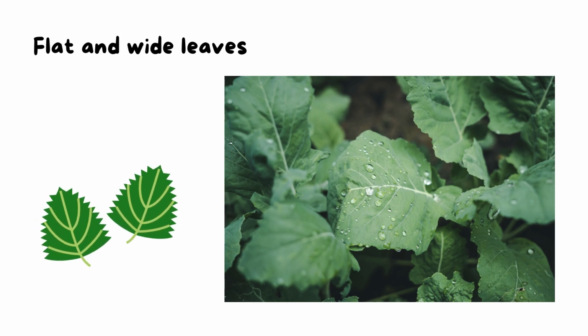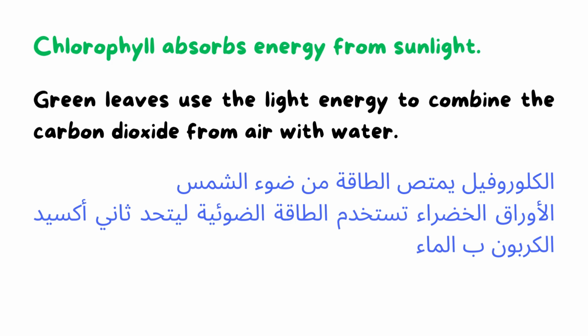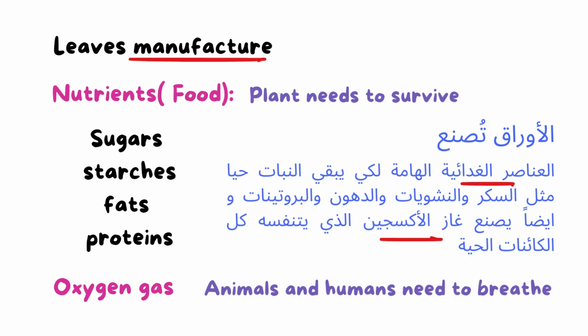Okay? Now, who can tell me what happens in the photosynthesis process? Yes, the chlorophyll absorbs energy from the sunlight. Green leaves use this light energy to combine the carbon dioxide from air with water. Okay? And then the leaves manufacture.